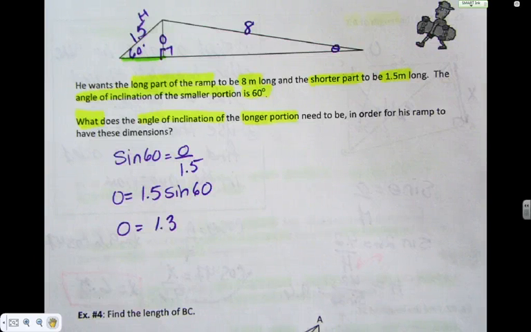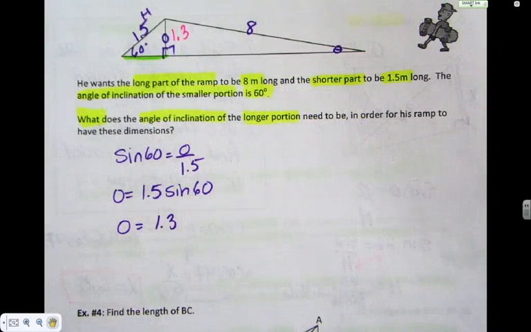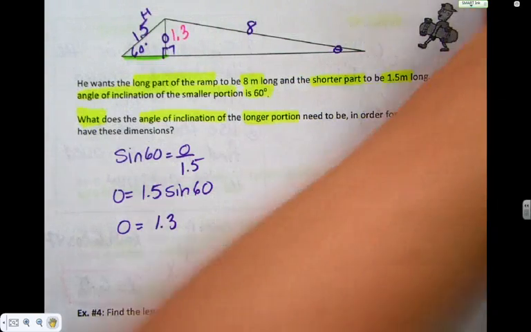Okay, are we done? That's it? Got an answer? 1.5, 1.3? No, why aren't we done? Oh, because we've actually got another side of the triangle, or another side of the diagram, which is a triangle. Okay, you and your partner, find me theta.